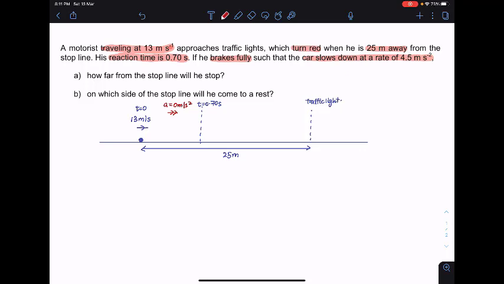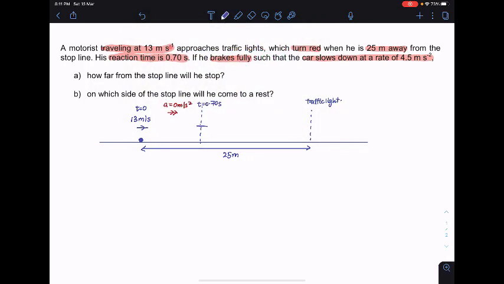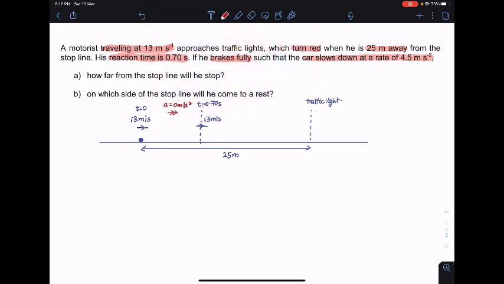When he starts braking, it means at this point in time, he is still traveling at 13 meter per second, but he brakes. So he's going to brake. So he now has an acceleration of 4.5 meter per second squared, okay, but in the opposite direction to his velocity, so he's actually slowing down, okay. So how far from the stop line will he be?